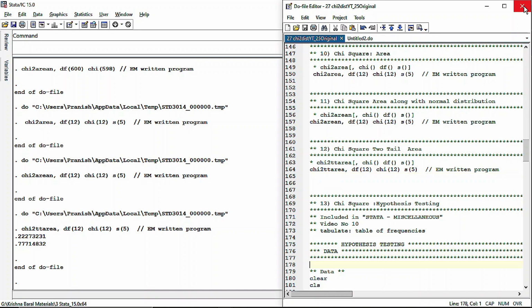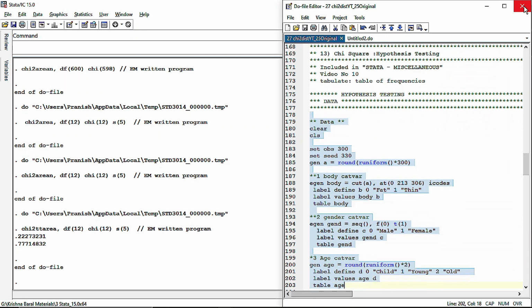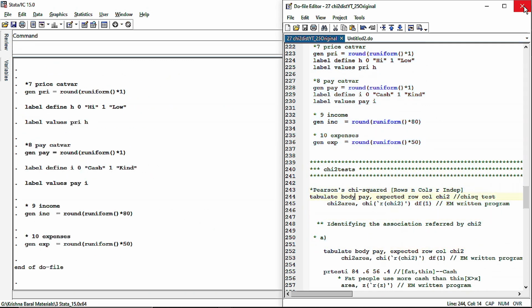We have already discussed the tabulate table of frequencies in video number 10, the miscellaneous series of Stata. In that video, we also covered the chi-square test. Now let us see the data from the same video and then perform the chi-square test. This time we are going to show the graphical depiction. Now let us tabulate body and pay. These are the categorical variables, and we want to display the expected frequency as well as the row percentage and column percentage, and also display the chi-square value.